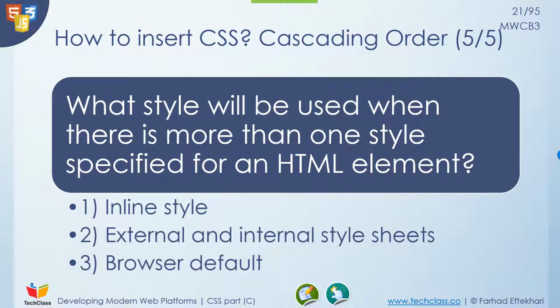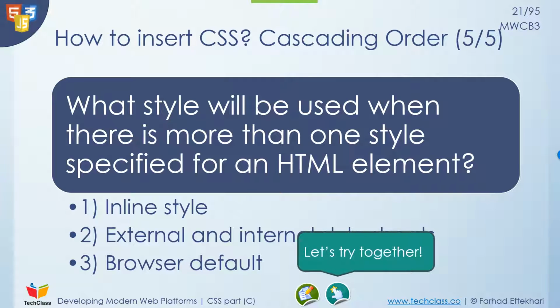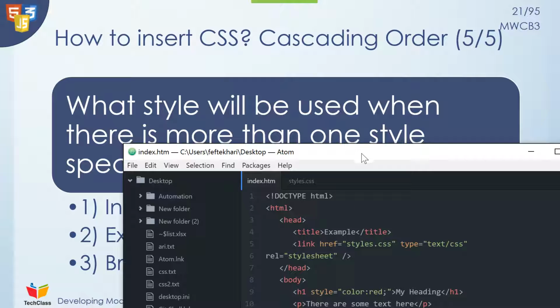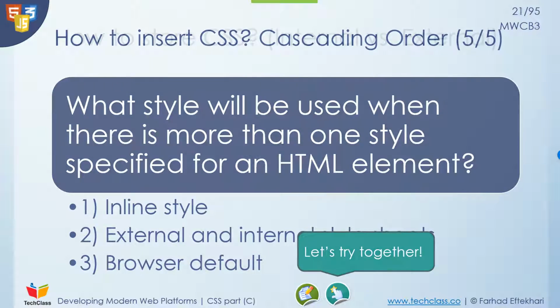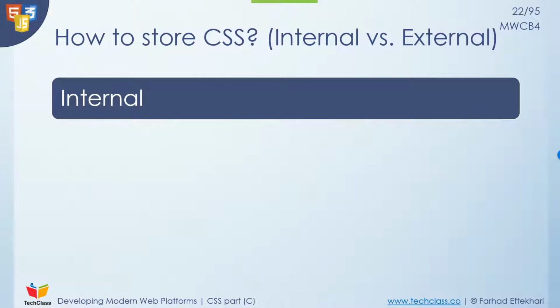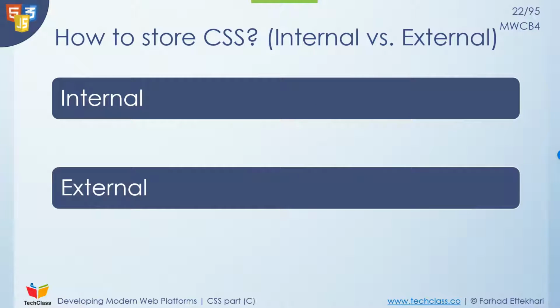So here are the priorities. The first priority is inline style, the second one is external and internal style sheets, and then the third one is browser default, because browsers also have some kind of default declarations that they use if you don't declare anything, so they are the least priority. And we already went through this example together to understand the priority if we have multiple declarations. And we already described it, but I'm going to go through it again.